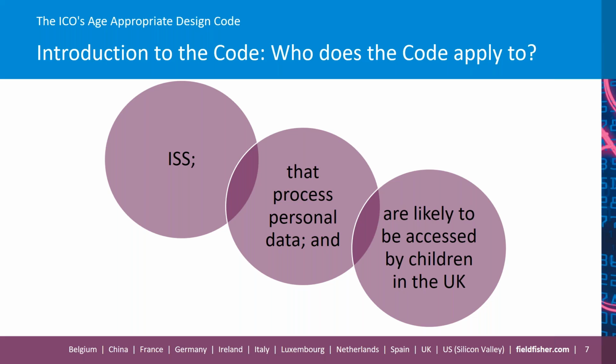However, the code does list some services that are not covered, and these include certain services provided by public authorities, websites which just provide information about a real world business or service, scheduled TV or radio transmissions, and also preventative or counselling services. But as we've mentioned, the most difficult question for determining whether the code applies to you is when is a service likely to be accessed by children?